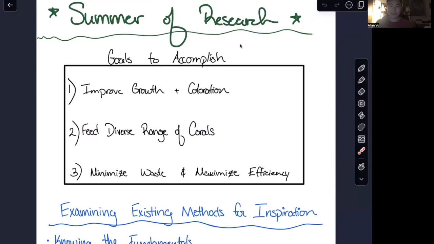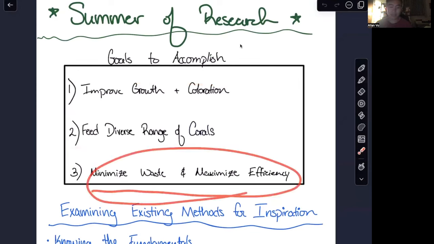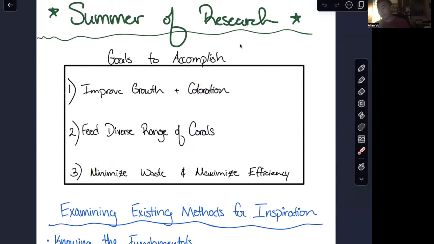So what I wanted to accomplish with my summer of research was to improve growth and coloration of the corals themselves, be able to feed a diverse range of corals, and to minimize the waste and maximize the efficiency of my products.